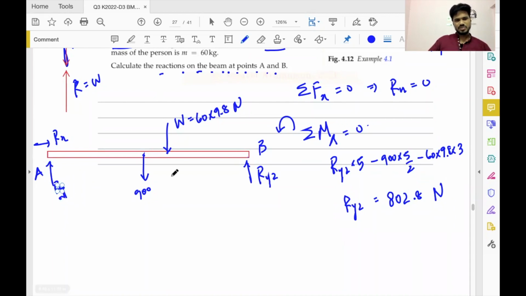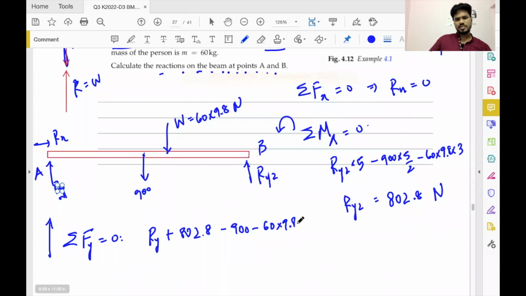That's pretty easy. My suggestion is do this so that you don't get confused. Sigma Fy is 0. Let's also assume this to be the positive y. So we have Ry plus Ry2, all the forces in the y direction: 802.8 minus 900 minus 60 times 9.8. All of them should be 0 so that it's equilibrium in this direction. This implies R1 is 900 plus 60 into 9.8 minus 802.8.